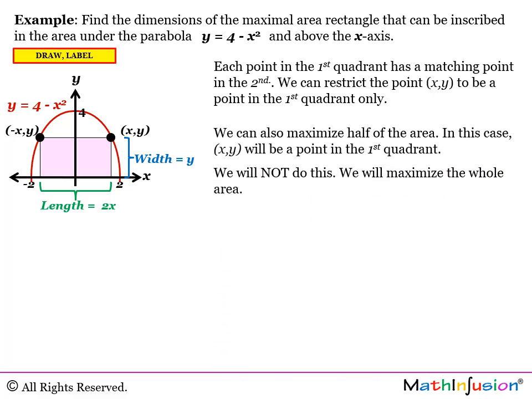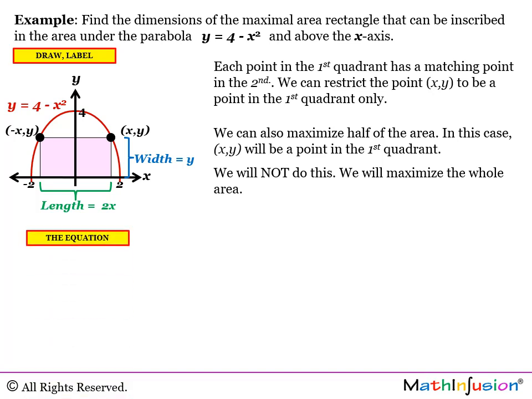We can also maximize half of the area. In this case, (x, y) will be a point in the first quadrant. We will not do this, but we will maximize the whole area. It's much more difficult to maximize the whole area than only half of the area, because it's more confusing algebraically. I'm not going to do 2 times maximizing on the first quadrant, but I'm going to maximize this as it is.